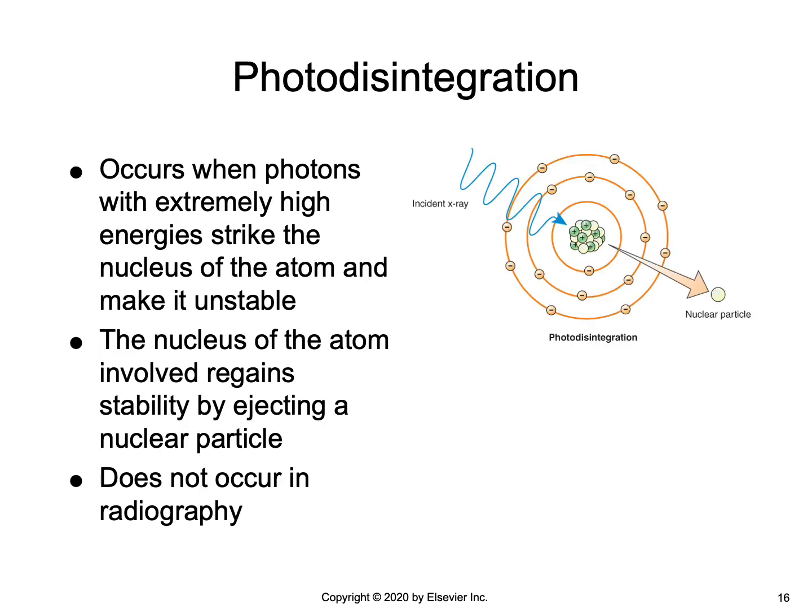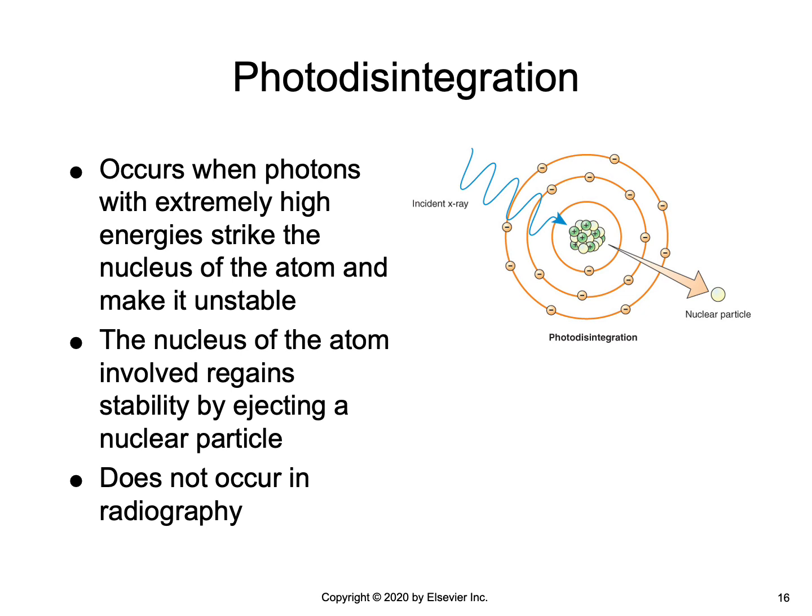The last type of interaction between X-rays and matter is called photodisintegration, and this again is the other one that is not used in creating a diagnostic image. Photons with extremely high energies of more than 10 MeV may strike the nucleus of the atom and make it unstable. In photodisintegration, the nucleus of the atom involved regains stability by ejecting a nuclear particle, such as a proton, neutron, or an alpha particle.